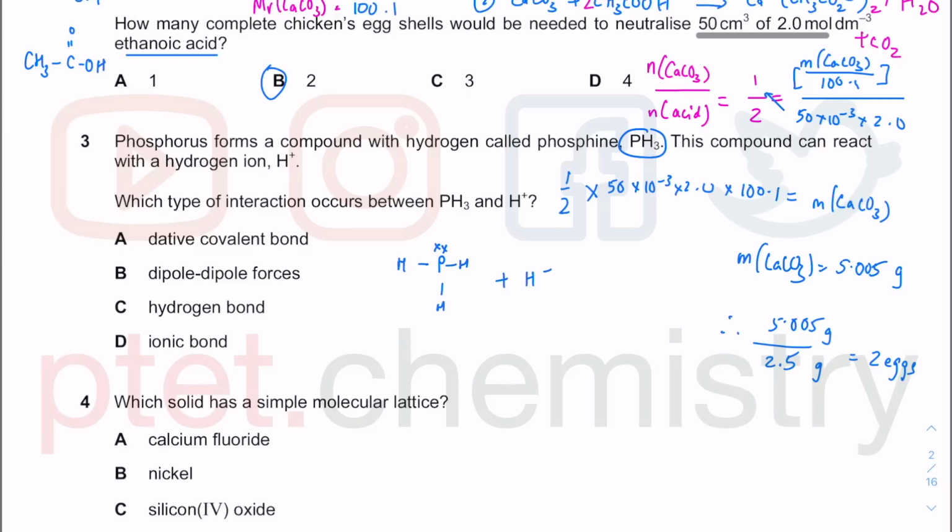It's going to behave just like ammonia. It's going to form something called the phosphonium. Instead of the ammonium, it's going to form something like phosphonium. It uses the lone pair to form a dative covalent bond there.